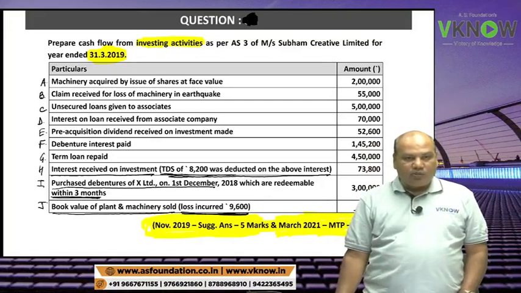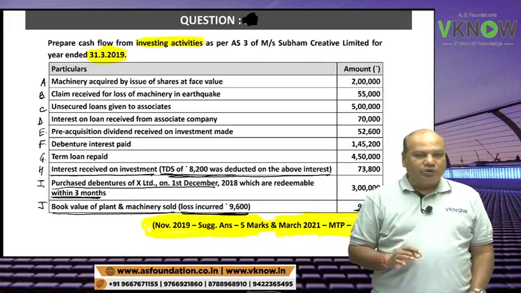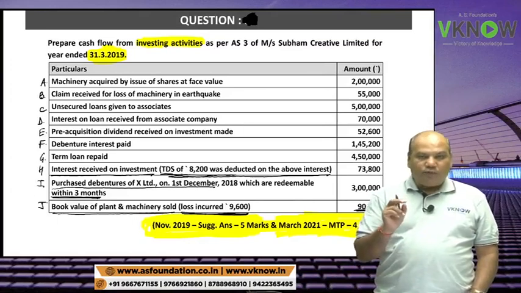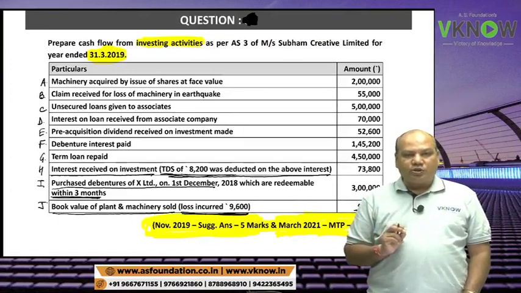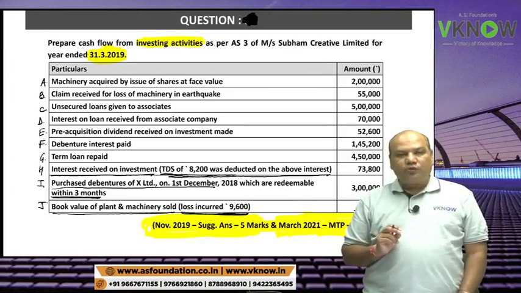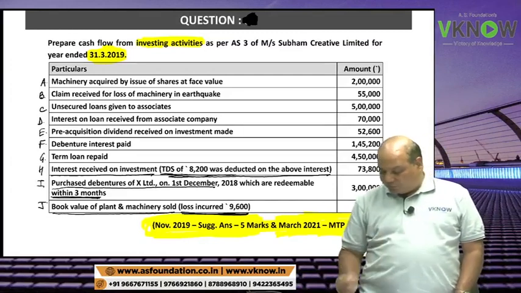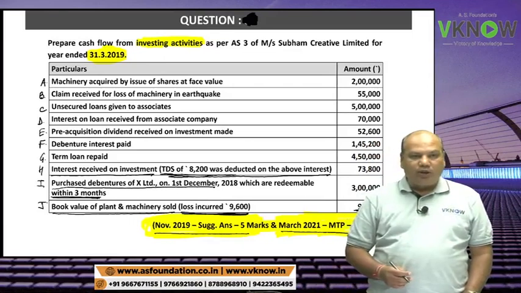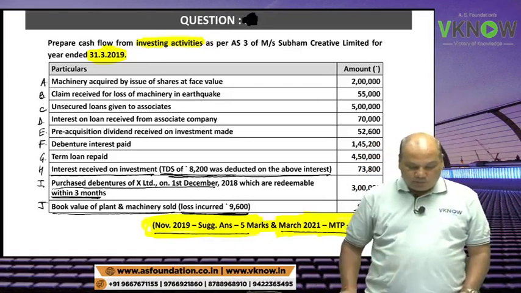I will discuss one by one. First, let us write the question. Now, if you want to write the source of this question, this is November 2019 exam for 5 marks, repeated in March 2021 MTP for 4 marks.